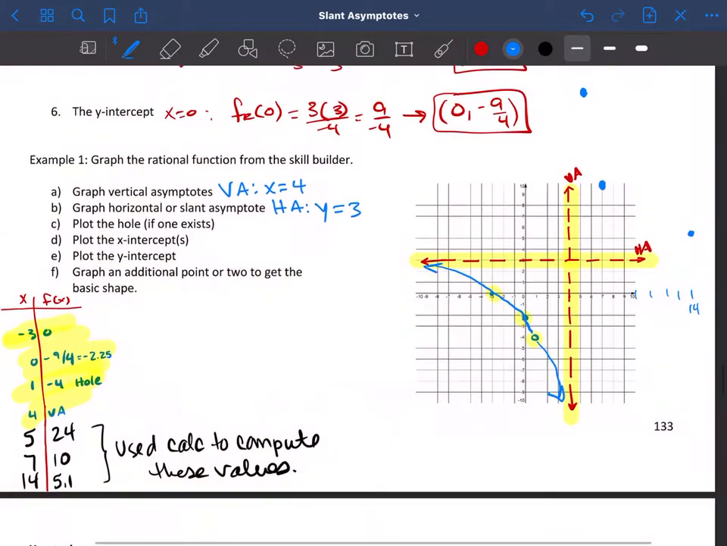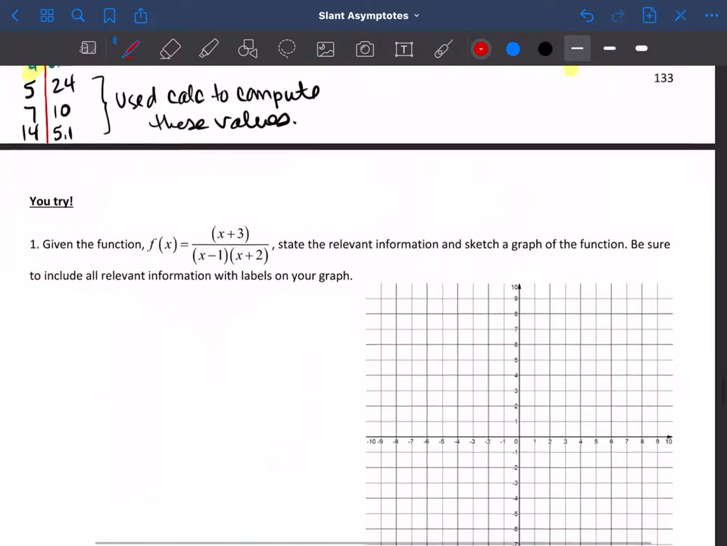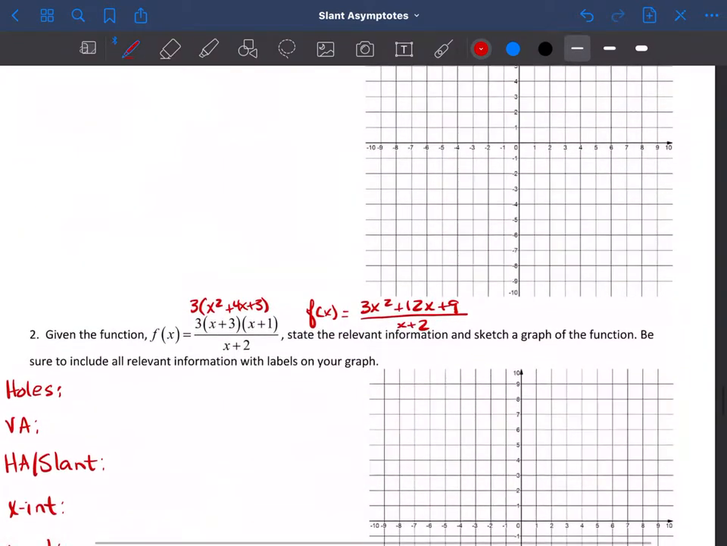And you'll see I already have those plotted up here, and they barely fit on my paper here. And if you want, you can extend your vertical asymptote up and over just to show that your graph is actually approaching those. All right, that's it. Let's skip down to problem number 2.